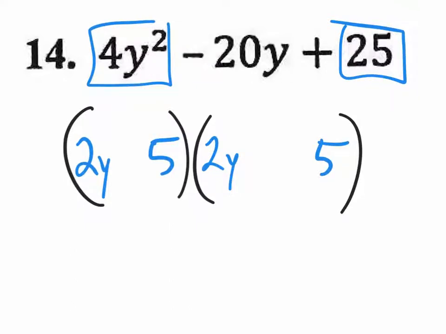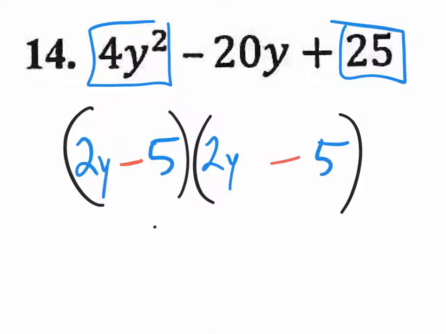Now you have to think about the signs that belong here based on the fact that your c value is a positive 25. So it's either going to be positive 5 times positive 5 to give you a positive 25, or a negative 5 times a negative 5. That'll also give you a positive 25. And of course, your middle value is negative, which means that you need both of those to be negative. So that's your factored form on number 14.